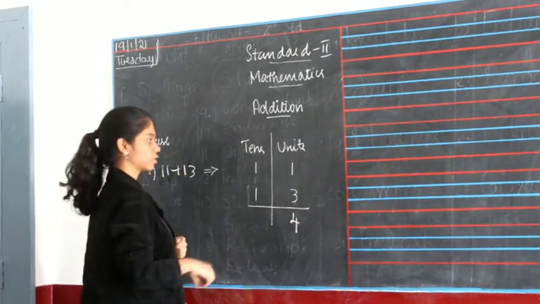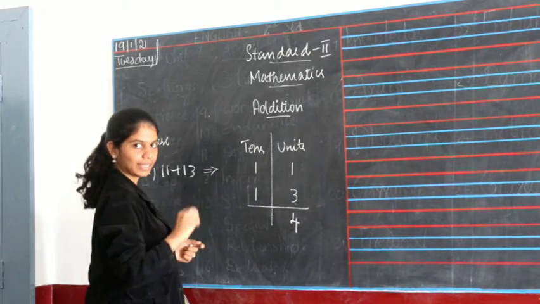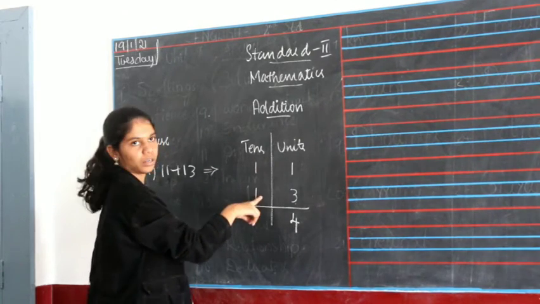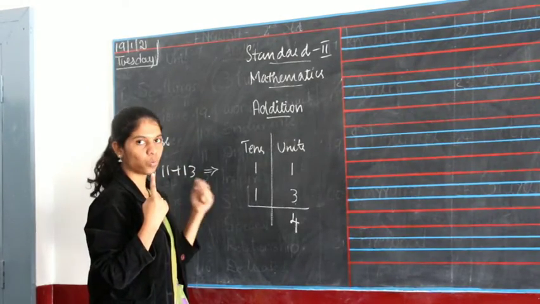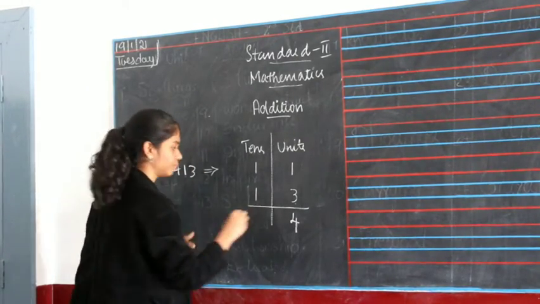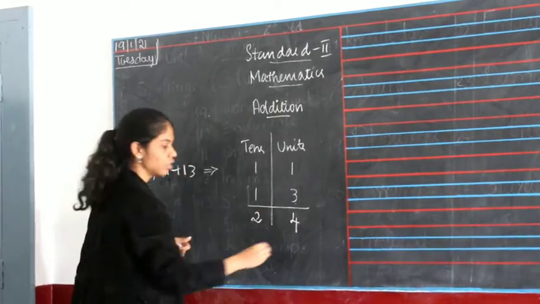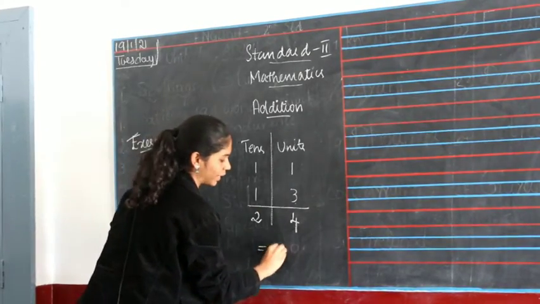Okay, so next, here you have tens. In the tens place here you have 1 and here you have 1. So 1 in your mind, 1 on your finger. 1, after that 2. So what is your answer? 24.